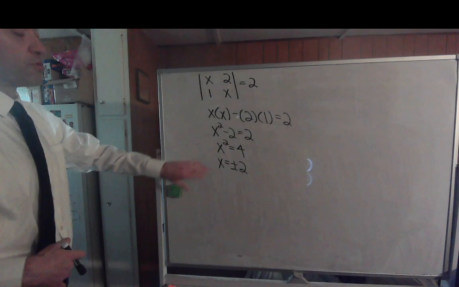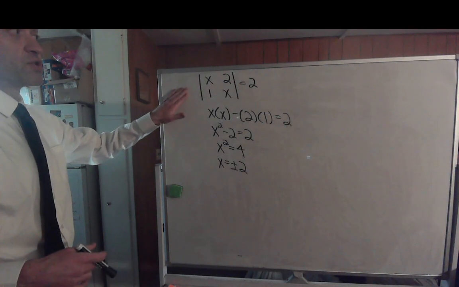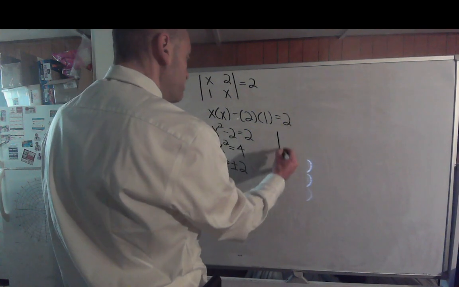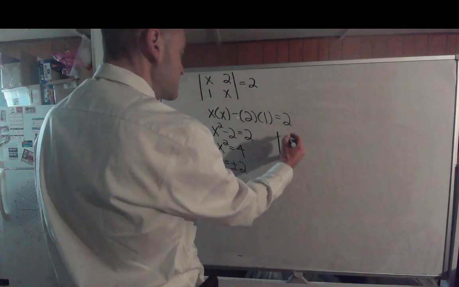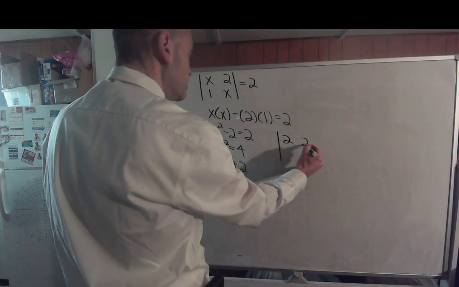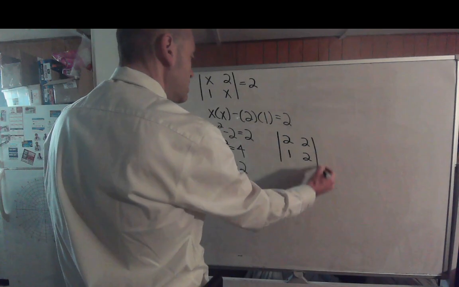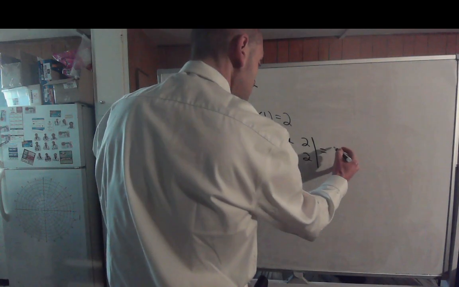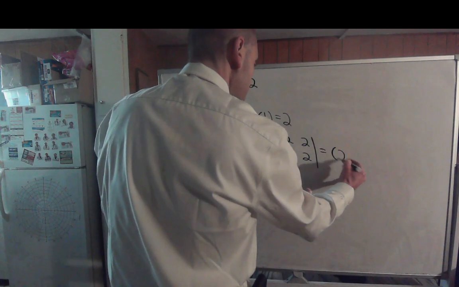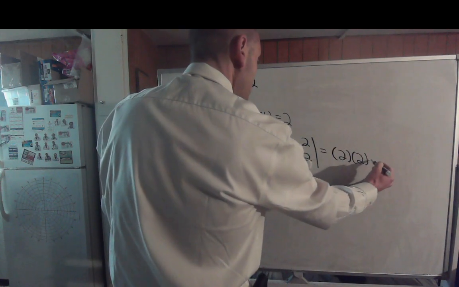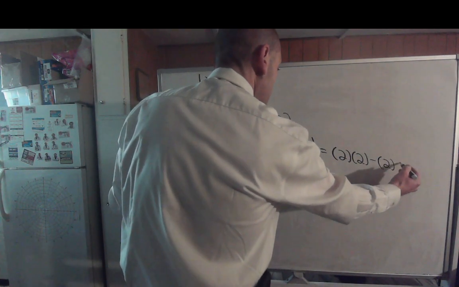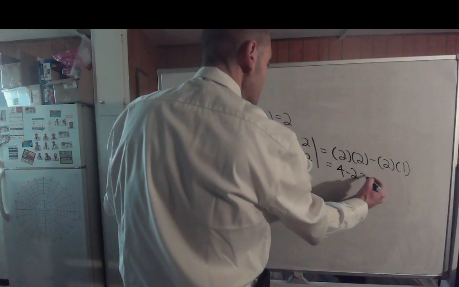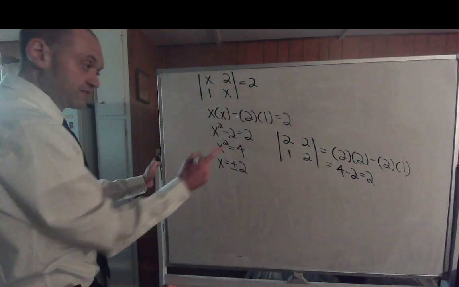Now, let's make sure both of these values check out since we're doing determinants. Well, if I set up the determinant and use positive 2, I'll have 2, 2, 1, and 2, which would give me 2 times 2 minus 2 times 1. That's going to end up giving me 4 minus 2, which equals 2. So positive 2 checks out.